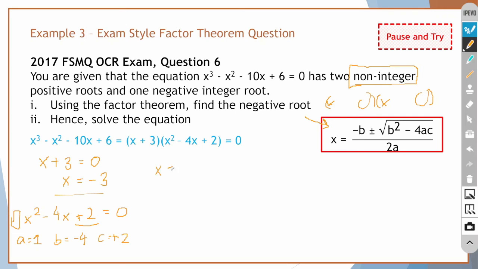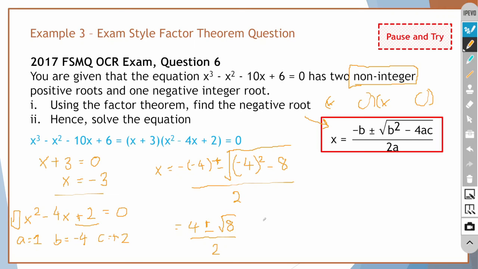So we've got x equals negative of negative 4 plus or minus, so b squared is negative 4 squared, minus 4ac, so 4 times a, which is 1, times c, which is 2. So it's going to be the square root of all of that, all over 2 times a. So 2 times a is just 2. So we can go ahead and simplify this further. Negative of negative 4 becomes just 4, plus or minus, negative 4 squared is 16, minus the 8 gives us root 8, all over 2.